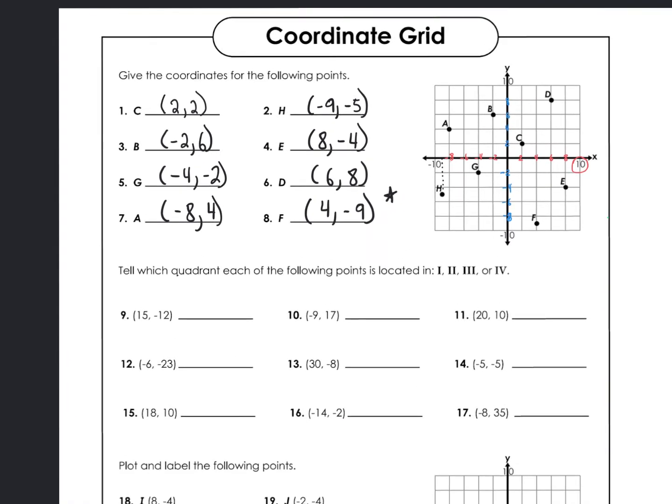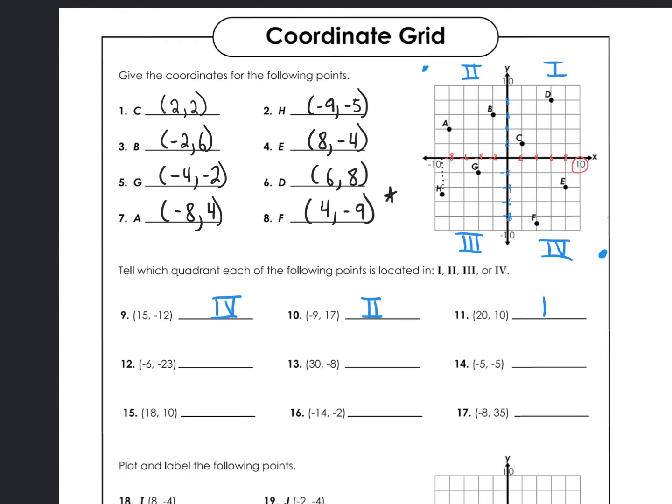So remember for my quadrants, I have quadrant 1, 2, 3, and 4. So if I had 15 and -12, you don't have to plot it, just sort of visualize it. We're going over 15 spaces positive and down -12. So it'd be somewhere down in this world. So it'd be in quadrant 4. -9, +17. We're going over to negative, up to positive. It'd be in quadrant 2.